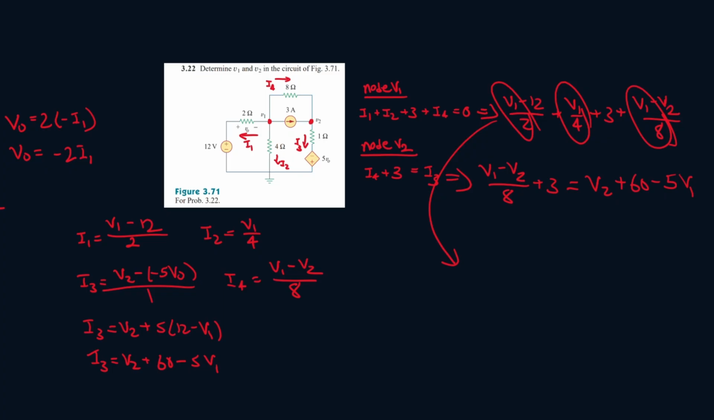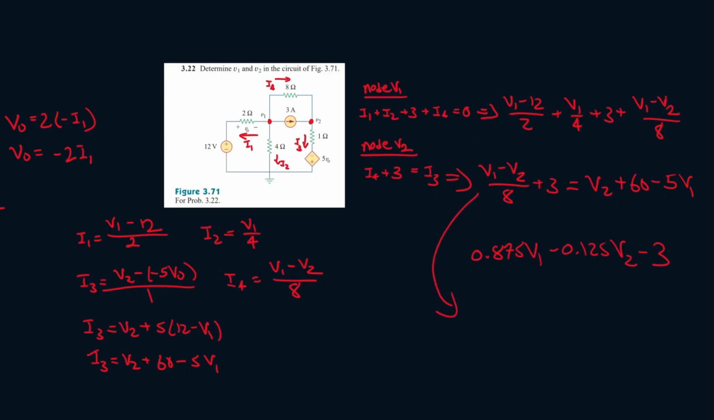This gives me 0.875 V1. Now we have minus V2 over 8. That's minus 0.125 V2. Now we have minus 12 over 2 plus 3. That's minus 3. Okay, so that's the first one done.